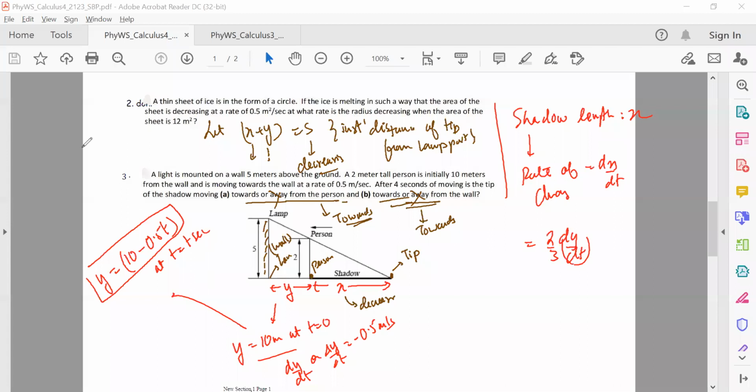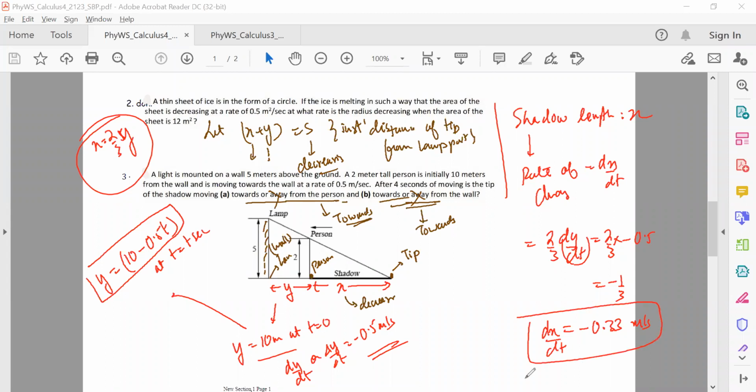Because that was the relation between x and y. X was equal to 2/3 times y. This was the relation, and dy/dt is minus 0.5. So the rate of change of the shadow length is 2/3 of minus 0.5. So that is minus 1/3 or minus 0.33 meters per second. So the shadow length is decreasing at the rate of 0.33 meters per second.